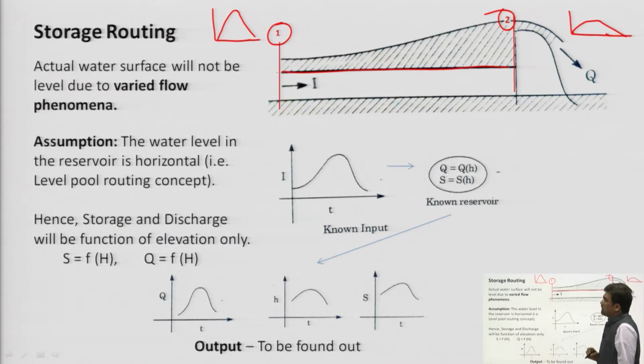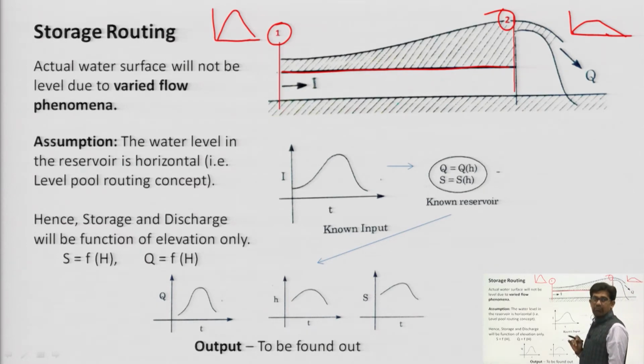that is flood routing. And since here we are predicting the flood hydrograph downstream of the reservoir, that is why it is reservoir routing, or we can say storage routing.